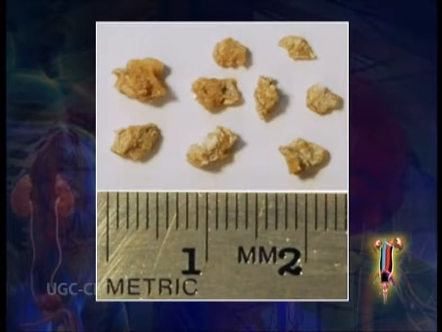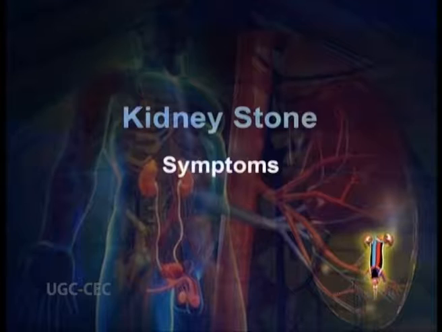Kidney stones typically leave the body by passage in the urine stream, and many stones are formed and passed without causing symptoms. But if stones grow to sufficient size, that is usually at least 3 mm, they can cause obstruction of the ureter. Now we will see the symptoms of kidney stone.